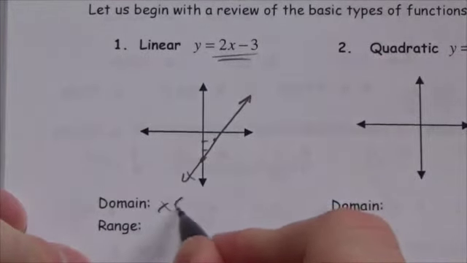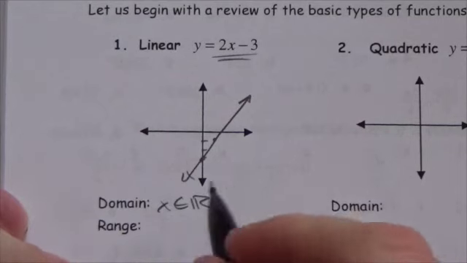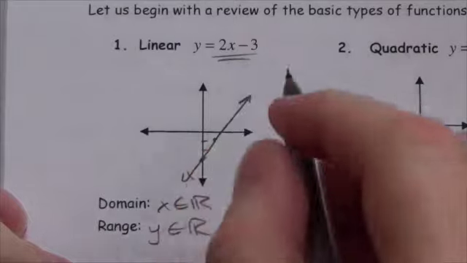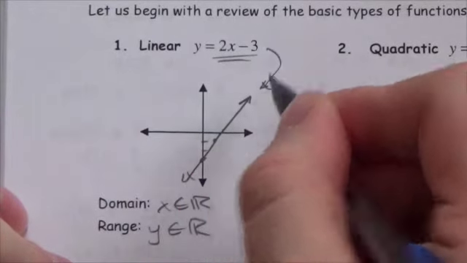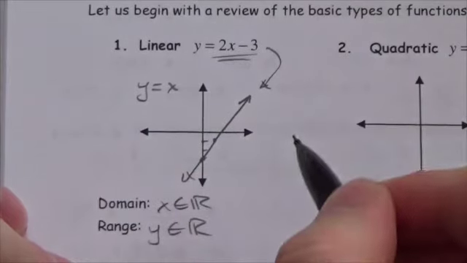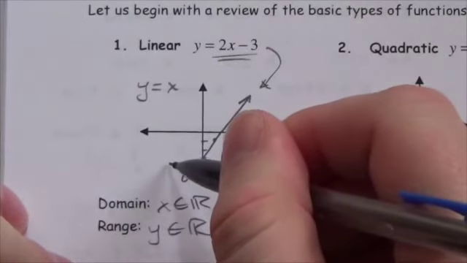The domain is going to be all reals. The range is going to be all reals. That's great, that's what that one is. The more basic linear function, though, is simply y equals x. And we saw this.